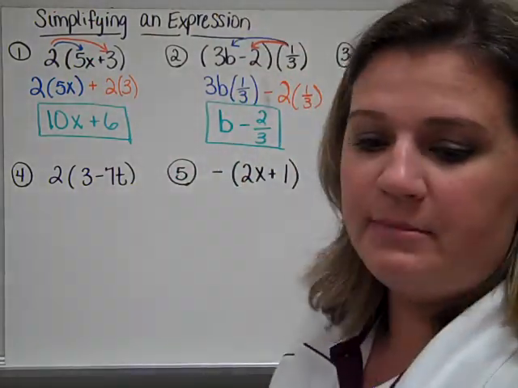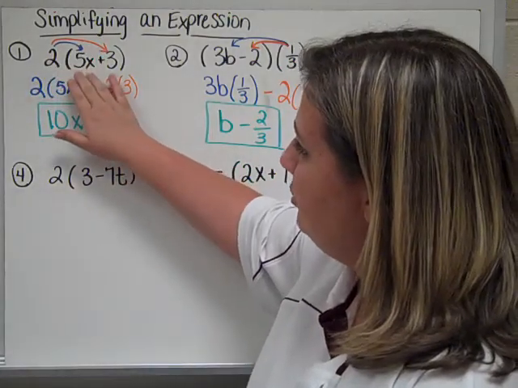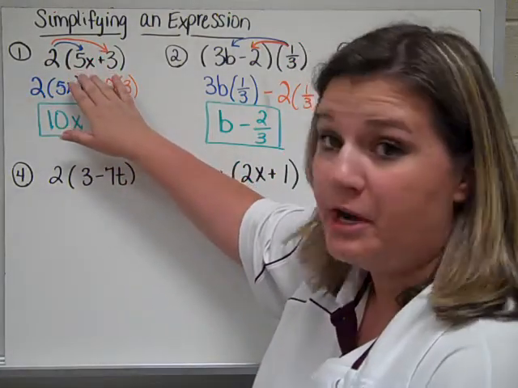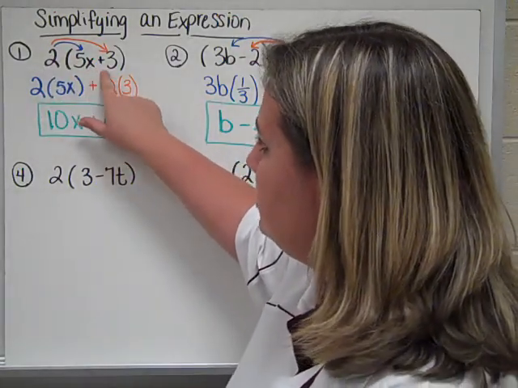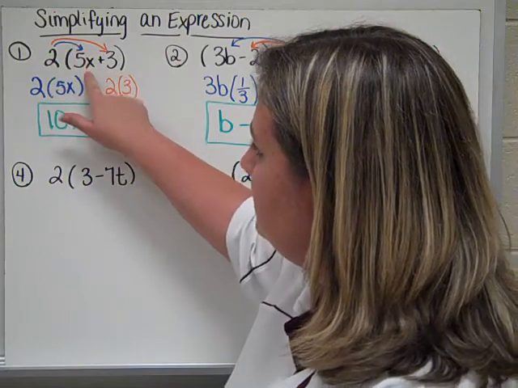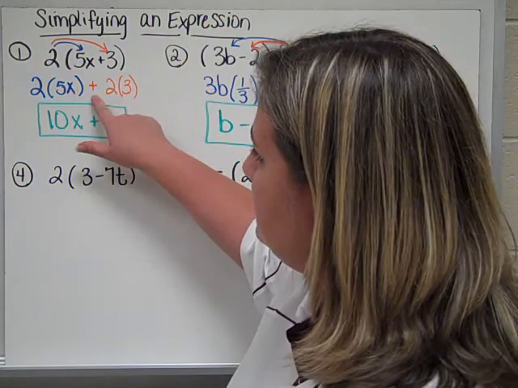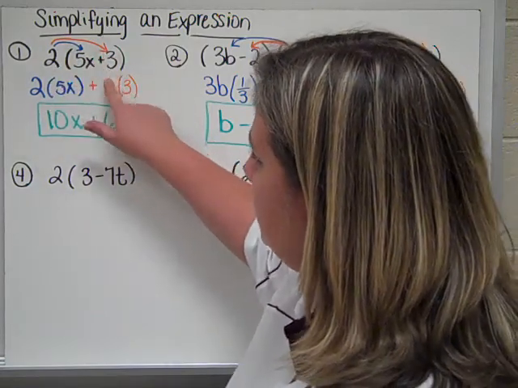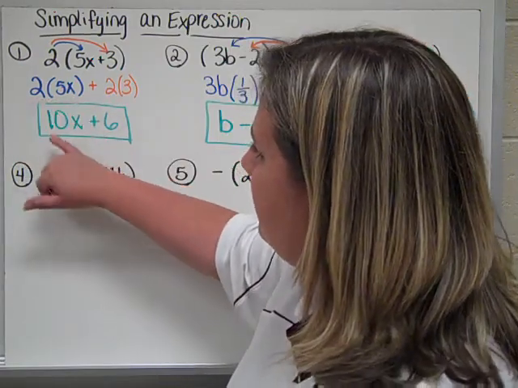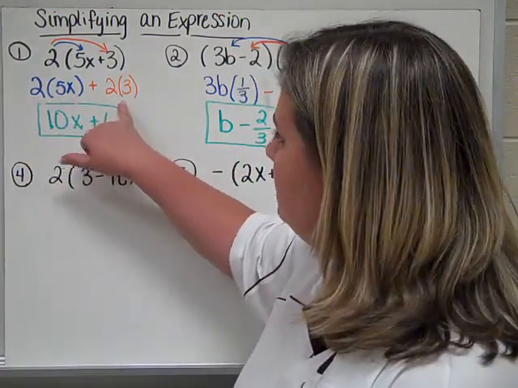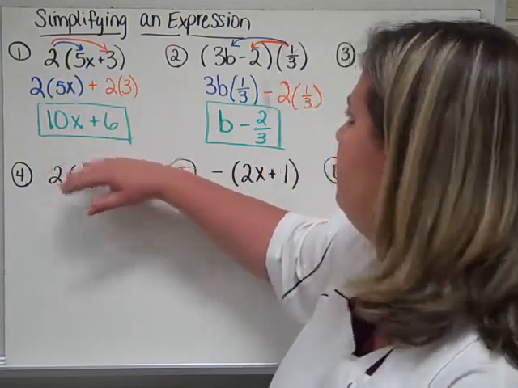All right, let's simplify some expressions. So 2 times the quantity 5x plus 3. We're going to distribute. 2 is what's being multiplied by 5x plus 3. So when I distribute, 2 times 5x, and then plus, since I have an addition, 2 times 3. When I simplify, 2 times 5x is 10x, and then 2 times 3 is positive 6. So this would simplify to 10x plus 6.